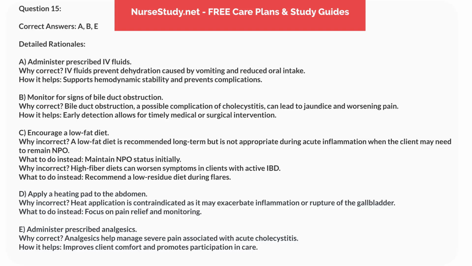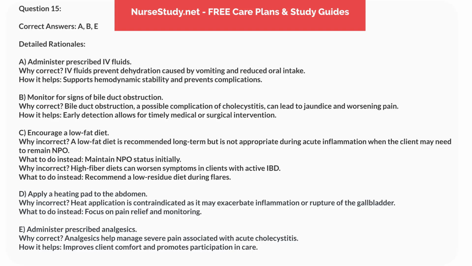C. Encourage a low-fat diet. Why incorrect? A low-fat diet is recommended long-term but is not appropriate during acute inflammation when the client may need to remain NPO. What to do instead: maintain NPO status initially. D. Apply a heating pad to the abdomen. Why incorrect? Heat application is contraindicated as it may exacerbate inflammation or rupture of the gallbladder. What to do instead: focus on pain relief and monitoring.